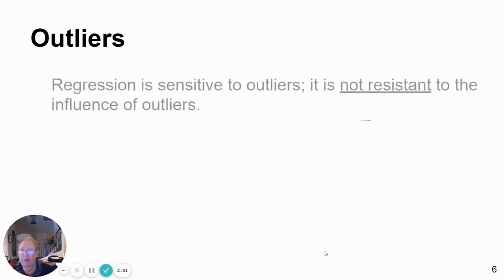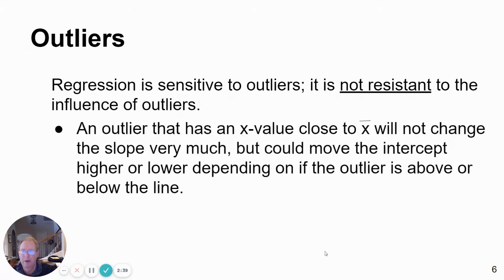Outliers. Let's talk about outliers. Regression is sensitive to outliers. It is not resistant to the influence of outliers. An outlier that has an x value close to the mean will not change the slope very much, but could move the intercept higher or lower depending upon if the outlier is above or below the line.